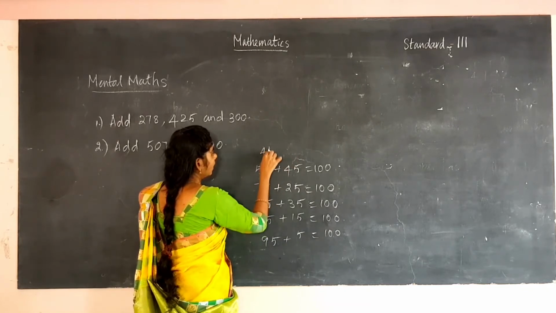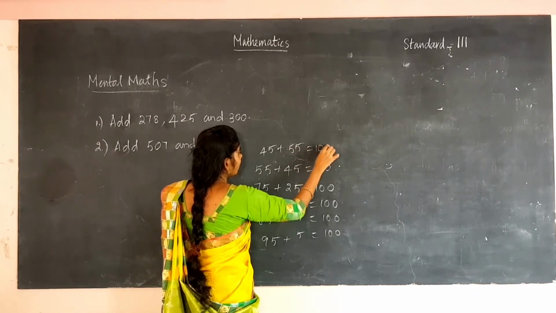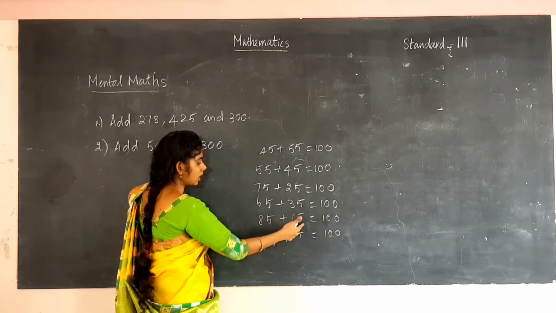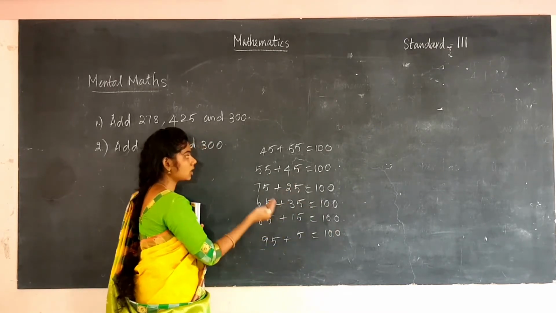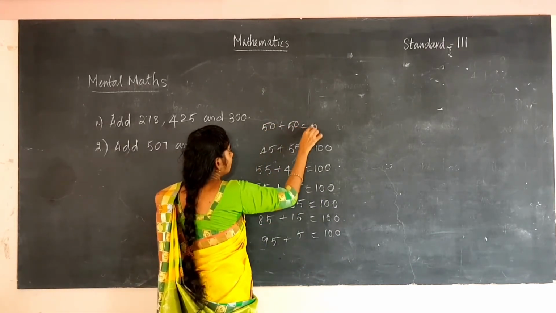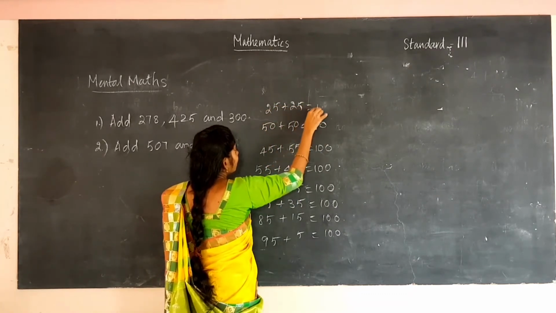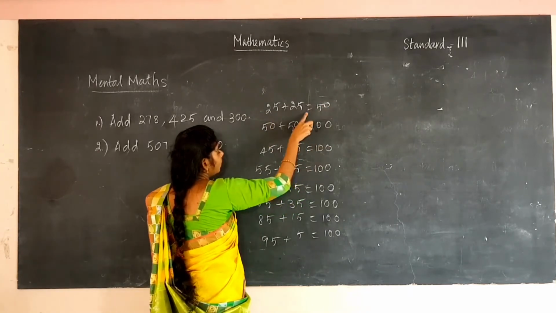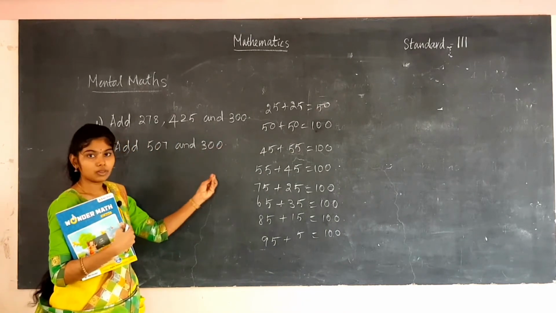Then 45 plus 55, the reverse number; this also works with 25 plus 75, 35 plus 65, 15 plus 85. So when we reverse the numbers you will get the same answer. These are some of the things you must come to know. And 50 plus 50 is 100, and 25 plus 25 is 50. These are all the things I have given to you.